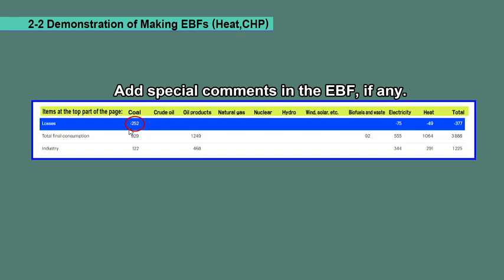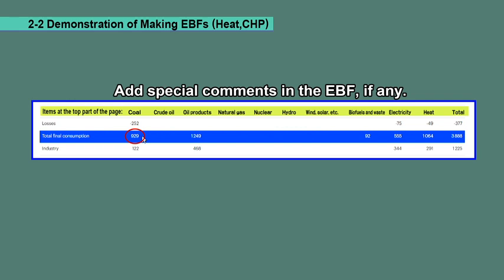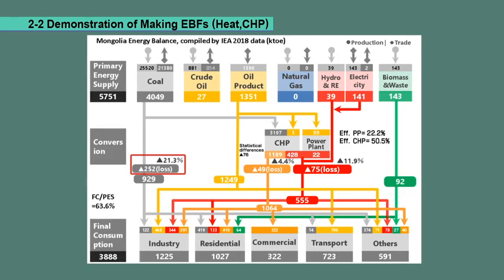If there are any matters to note, it would be better to include them on the EBF. In particular, losses for coal is 252. This is a large amount compared with the 929 of the total final consumption. Make a note of the losses of 252 as reference. Make a notation here that a loss of more than 20% seems to be arising during conversion and transport. This will be useful later when identifying issues, formulating policies, and so on. This completes the process of using Uzbekistan as a template to make Mongolia's EBF.